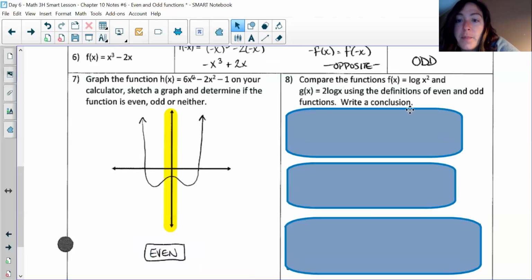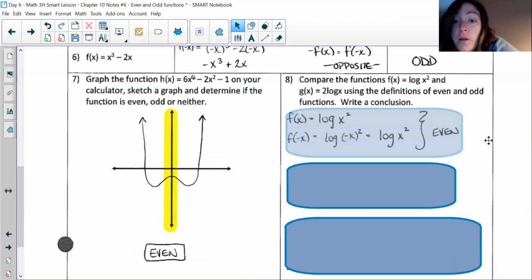And number 8, compare the functions. f of x equals log of x squared, and g of x equals 2 times log of x. Using the definition of even and odd functions, write a conclusion. So f of x equals log of x squared. So if I substitute in negative x, I get f of negative x equals log of negative x squared, which is log of x squared, which is even.